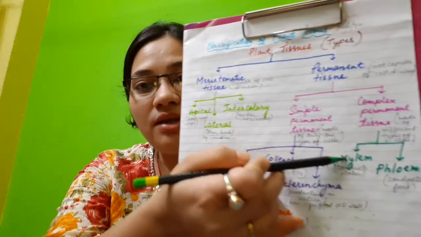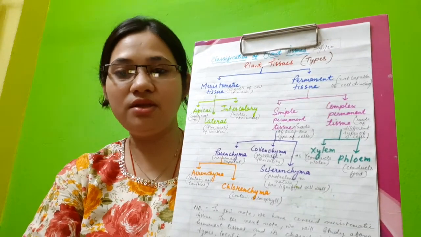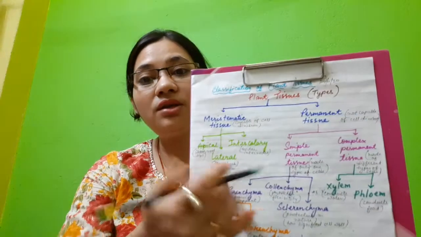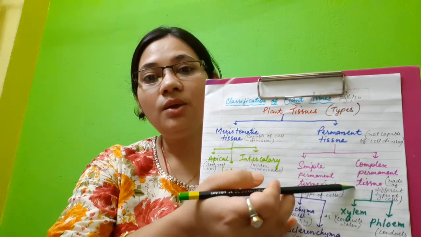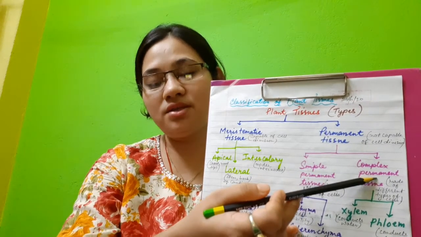For example, xylem is a type of complex permanent tissue. Phloem is also a type of complex permanent tissue. That means xylem is made up of different types of elements like xylem parenchyma, tracheids, trachea, that means vessels, and xylem fibers. Similarly, phloem is also made up of phloem parenchyma, phloem fiber, companion cells, sieve tubes, sieve cells, etc. So when a permanent tissue is made up of a number of different types of cells, then we call it a complex permanent tissue. So that is the difference between simple permanent tissue and complex permanent tissue.